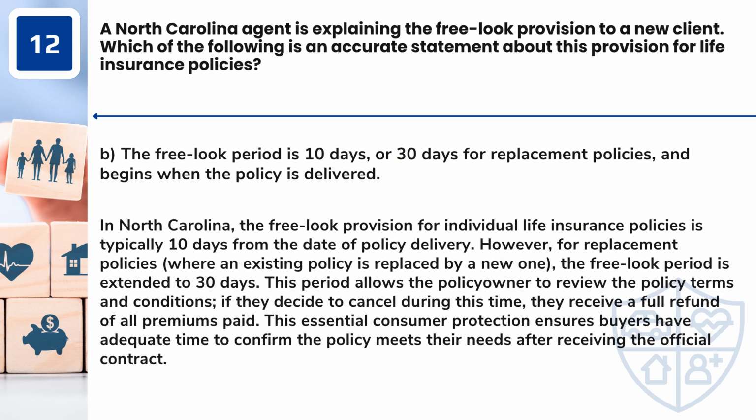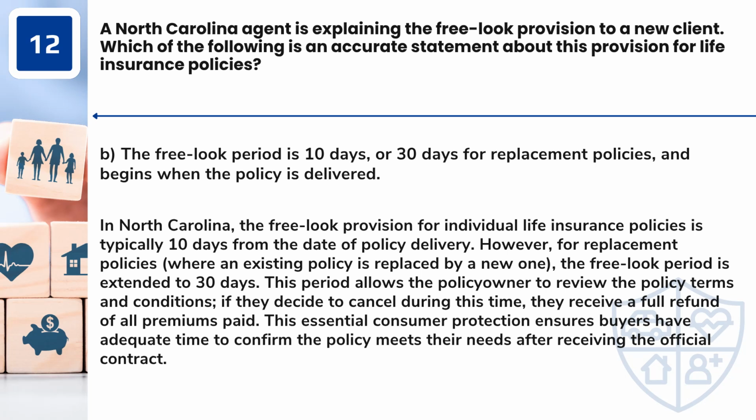Answer: B. The free look period is 10 days, or 30 days for replacement policies, and begins when the policy is delivered. In North Carolina, the free look provision for individual life insurance policies is typically 10 days from the date of policy delivery. However, for replacement policies, where an existing policy is replaced by a new one, the free look period is extended to 30 days. This period allows the policy owner to review the policy terms and conditions. If they decide to cancel during this time, they receive a full refund of all premiums paid.